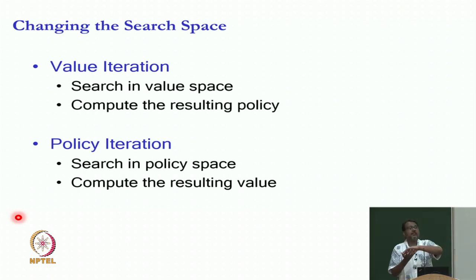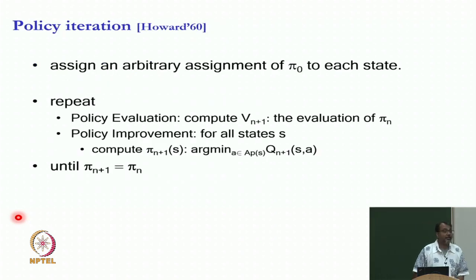So, why do we not flip it around? Instead of moving in the value space, let us move in the policy space. Then we may have to move a smaller number of times hopefully, and we will be able to get to our optimal policy sooner. That is the hope. So, instead of searching in the value space, let us search in the policy space. Instead of computing the resulting policy from a given value function, let us compute the resulting value from the given policy. This algorithm is due to Howard, going back to the 60s, and is called the policy iteration algorithm.